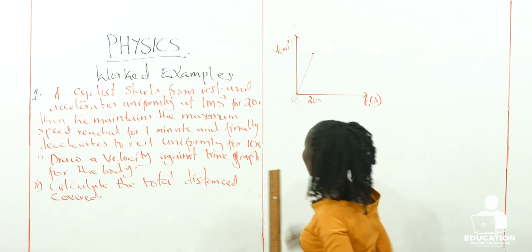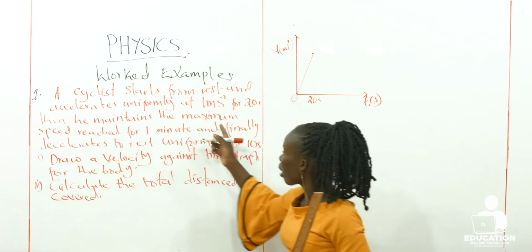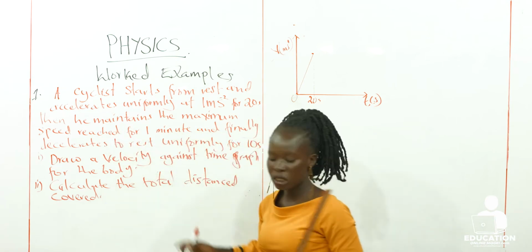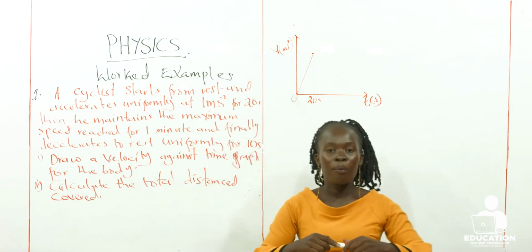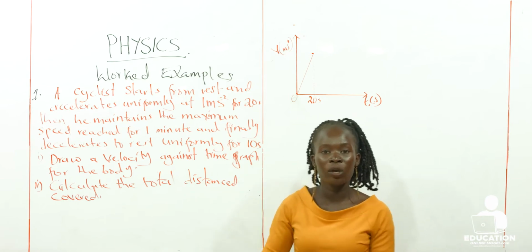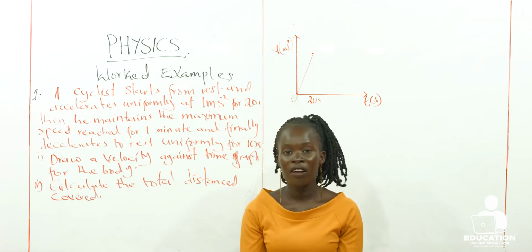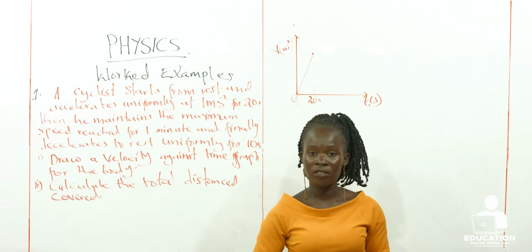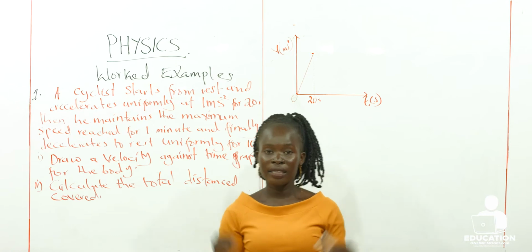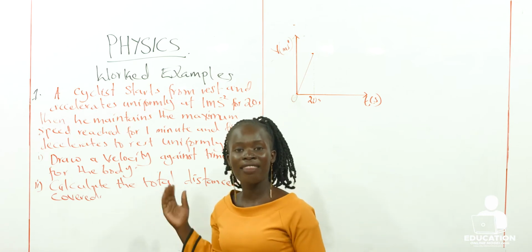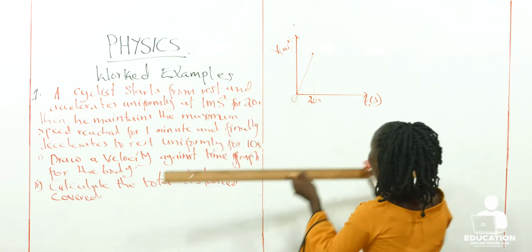It started from 0. So what happens is that he maintains the maximum speed reached for 1 minute. How do you maintain a maximum speed reached? That means that the cyclist has attained a uniform velocity. And what happens with the uniform velocity? With the uniform velocity, the initial velocity and the final velocity the body will attain are the same. And the acceleration at that point is 0 for a body moving with a uniform velocity.